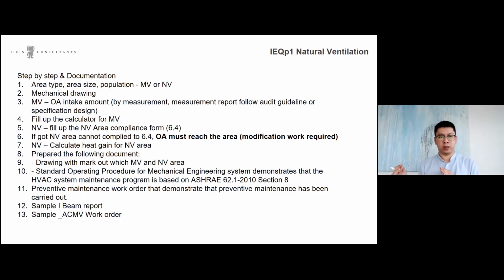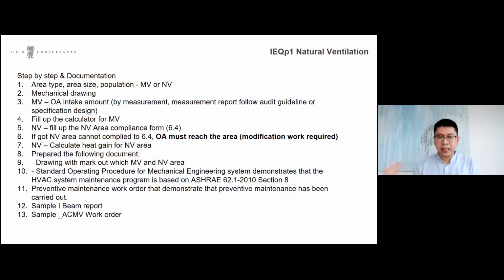Step number 5, for natural ventilation area, we need to fill up the natural ventilation area compliance form. So step number 6, if there is a natural ventilation area that cannot meet the natural ventilation requirement, whether it exceeds the area, we must do some modification, which means pulling in OA down, or we put in a new AHU to serve OA into that area. Okay, that's number 6.